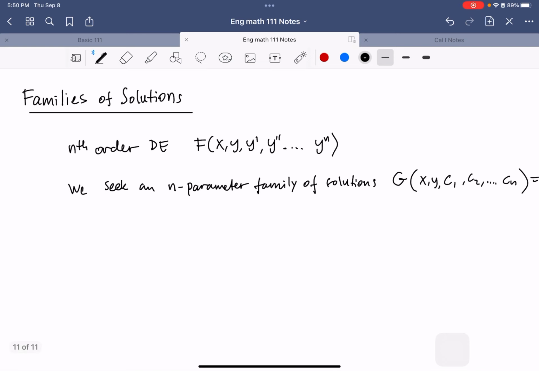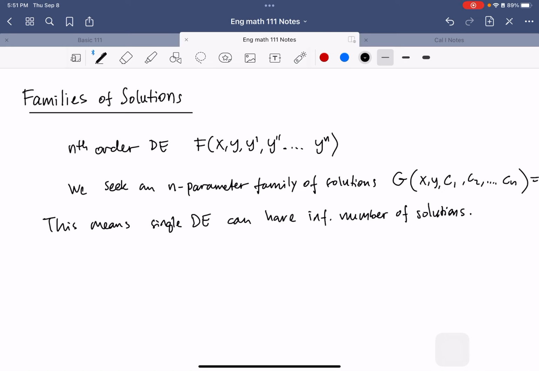This means, okay, let me write. This means a single DE can have an infinite number of solutions. Now, because we have an infinite number of solutions, we need to restrict which solutions are important. Which solutions are important and meaningful for us.